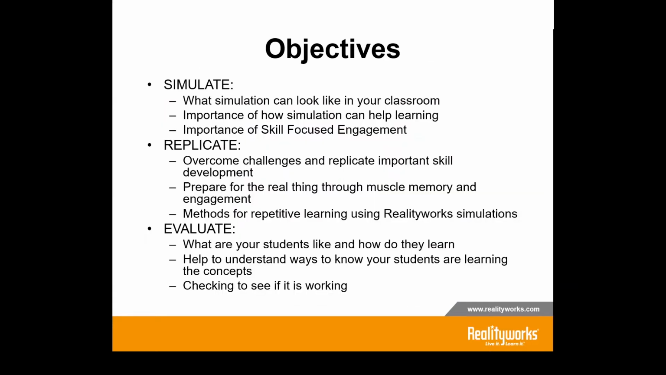Now, our objective today is to really focus on three main areas. Simulate. What can simulation look like in your classroom? What can you bring in? What does it look like? The importance of simulation and how it can help student learning, and also focusing on engagement of your students. Then we're going to focus on replication, this ability to overcome challenges and replicate important skill development over and over again. Then we'll finish off looking at evaluate. What are the students like and how do they learn? How can we evaluate our students and then help them learn through different concepts, and then checking their work to make sure that they are learning what they're supposed to be learning.